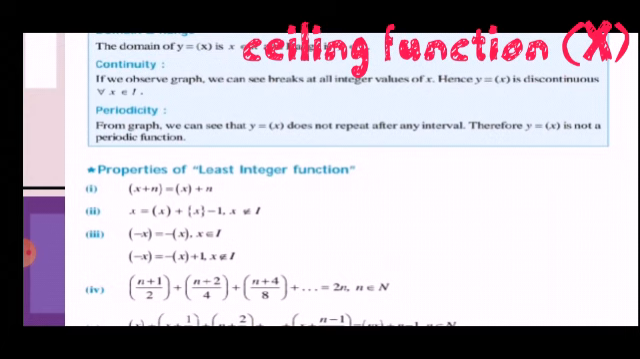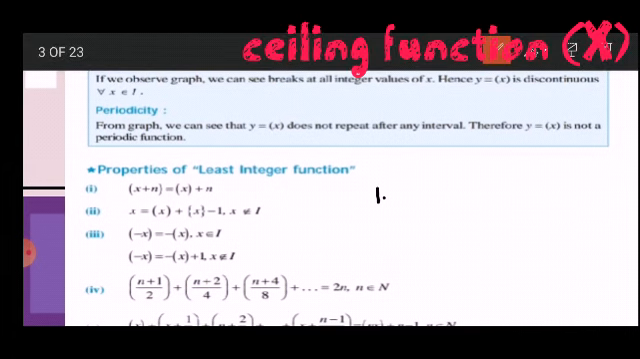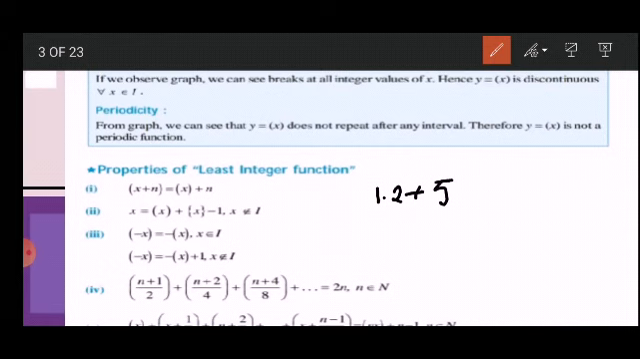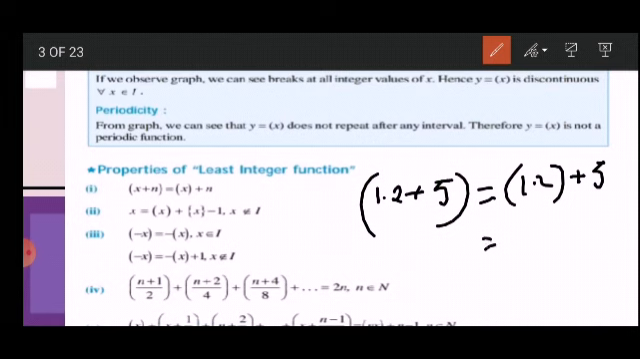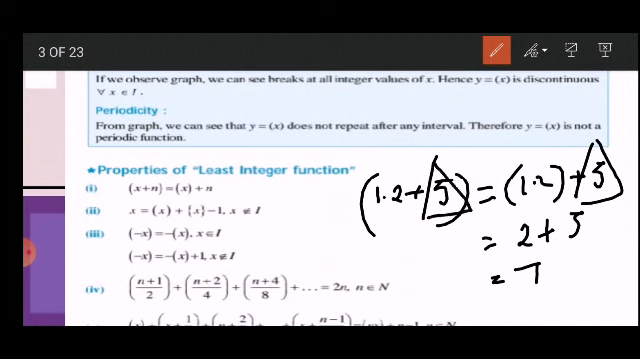Ceiling of x plus n is equal to ceiling of x plus n, where n is any integer. Let's see what we are recalling over here. Suppose 1.2 plus 5, and we go for the ceiling. The ceiling of 1.2 is 2. Ceiling of 1.2 is 2, and plus 5 gives 2 plus 5, that is 7, right? So 5 simply comes over here. If any integer is added, it simply comes out.